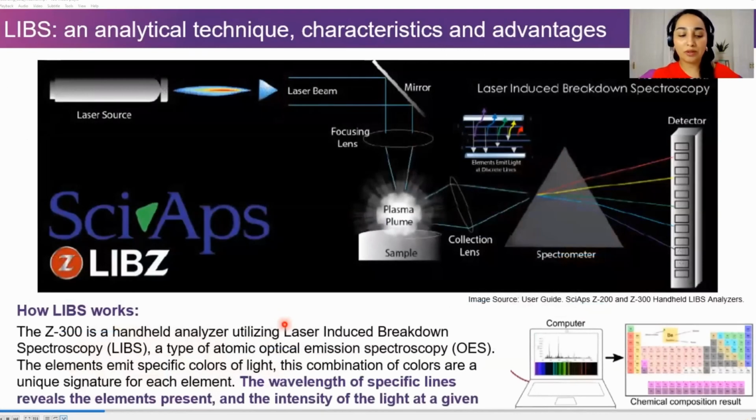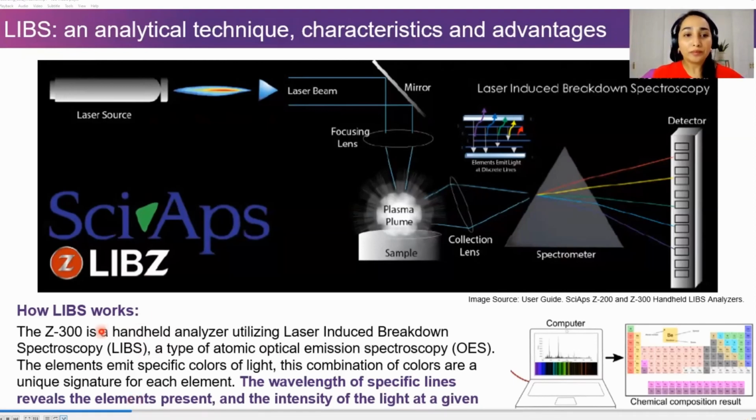So, how LIBS works. Before talking about the specific steps of LIBS in sample analysis, it is really important to mention that each element emits specific colors of light. This combination of colors is a unique signature for each element. The wavelength of specific lines reveals whether an element is present in the sample or not, and the intensity of the light at a given wavelength is related to the concentration of each element. So even though it's not really a quantitative instrument, it can recognize a wide variety of elements, and in terms of relative abundance, it can recognize which element is more abundant in your sample in comparison to others.